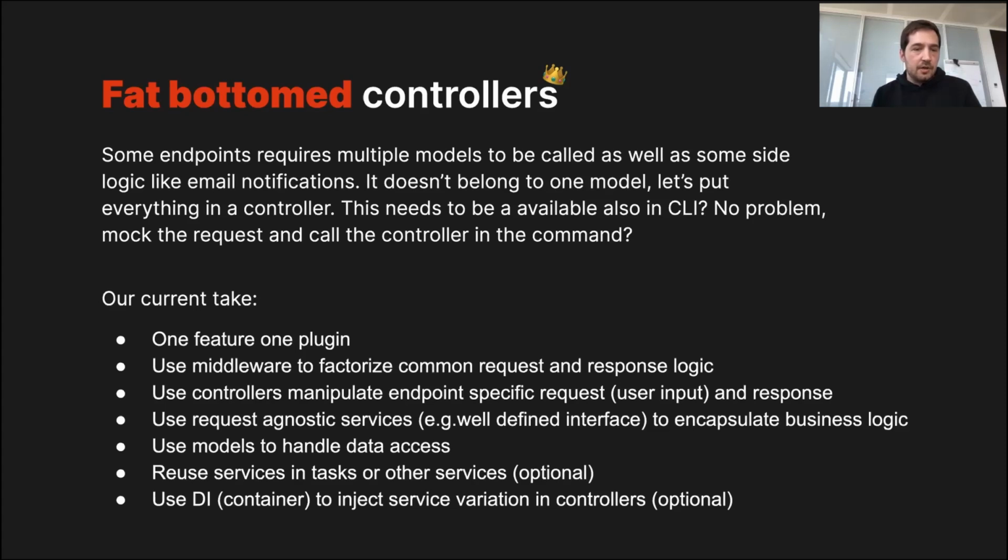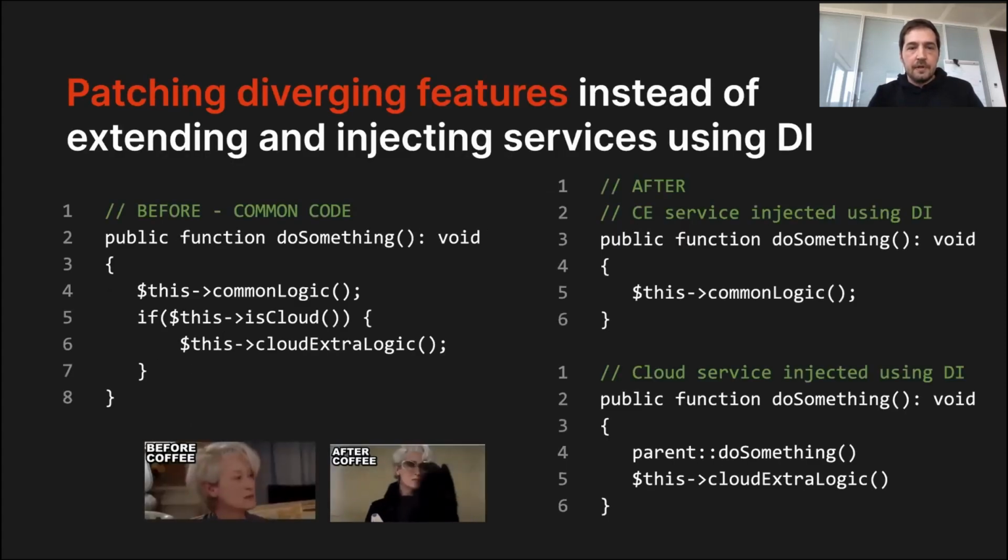And we use models only to handle data access, so creation, deletion, validation, that sort of thing. And if possible, we use dependency injection when you have business logic that is shared, but with some variation. To give you an example, in the past, what we used to do when having functionalities that digress a little bit between the cloud and other versions of Passbolt is to have this ugly if inside the logic.